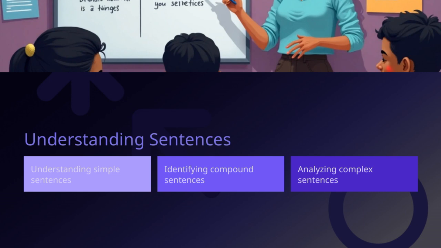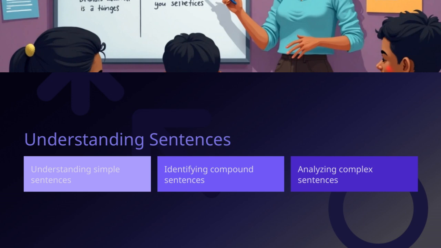Next, we'll explore understanding simple sentences. These are straightforward, containing a single subject and predicate, and they form the building blocks of more complex structures. Grasping simple sentences is essential because they form the foundation for understanding more elaborate sentence types.